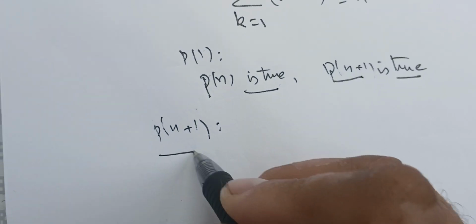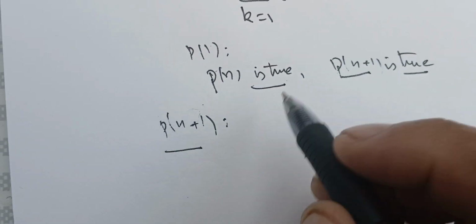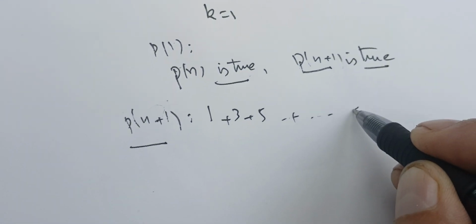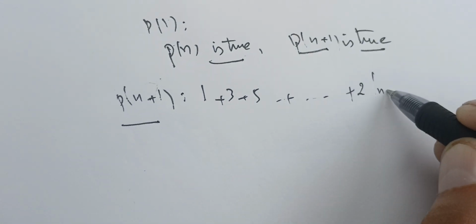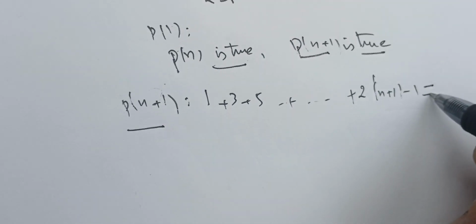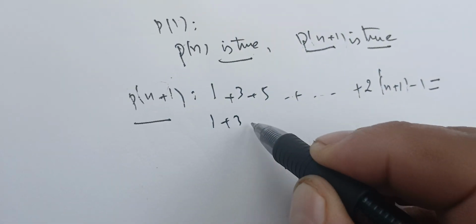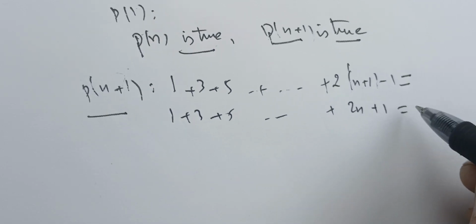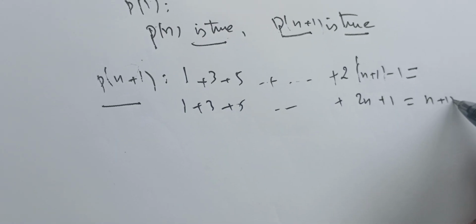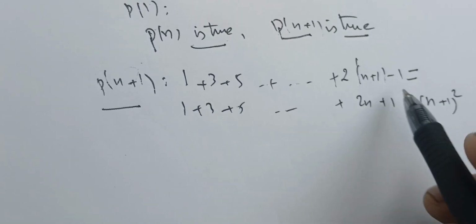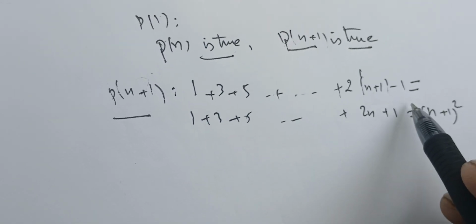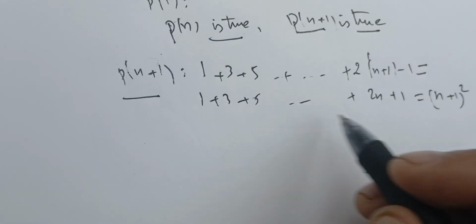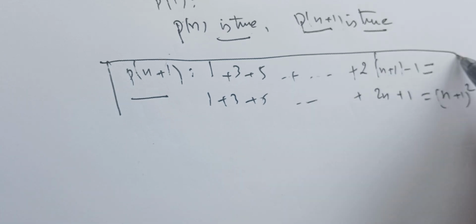So what's P(n+1)? We want to prove that the sum of the odd integers 1 plus 3 plus 5, and we stop at 2(n+1) minus 1, which is 2n plus 1, is equal to (n+1) squared. Again, note here that 2n plus 1 plus 1 is 2n plus 2, divided by 2 is n plus 1, and we square that to get the sum. So we want to prove that this one is true.